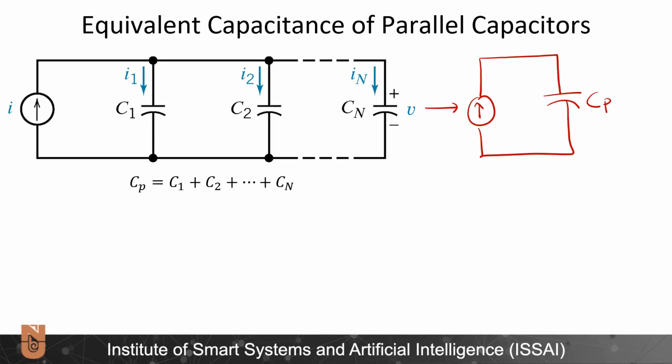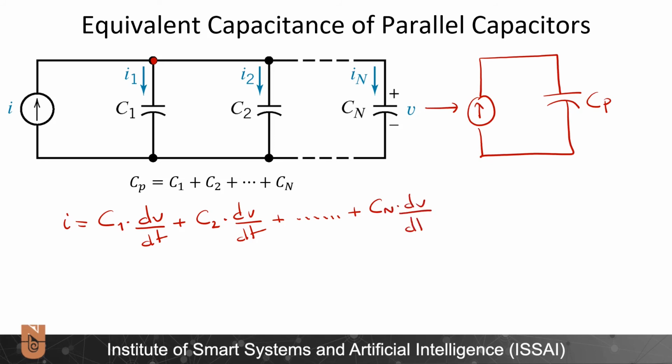Why is this so? Let me try to write Kirchhoff's current law for this upper node. I is equal to C1 times dV over dt, plus C2 times dV over dt, plus Cn times dV over dt. Let me try to collect all the capacitance terms. I can write this as a summation, i equals 1 to n, of Ci times dV over dt.